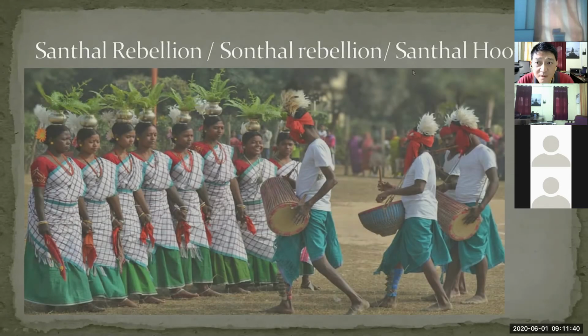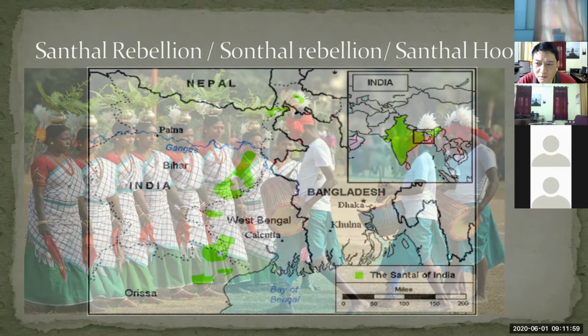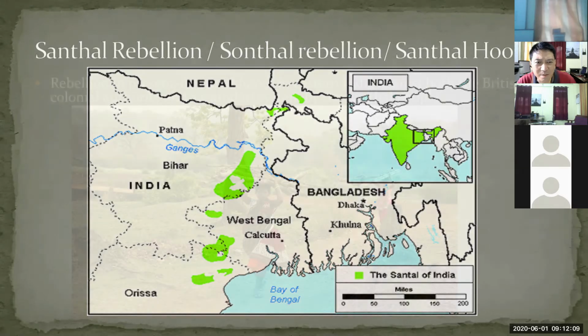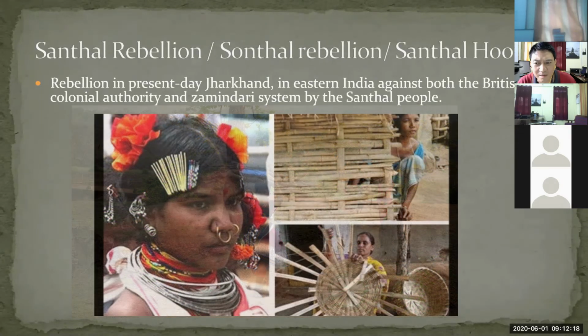Now, the first thing we have to look at is the Santhal Rebellion. It's also called the Santhal Hul. Now, these are people you will find mainly in the Chota Nagpur area and the present areas of Jharkhand, Bihar, and some parts of Bengal as well. So let's look at what happened there. It was a protest against both the British colonial system and the zamindari system.